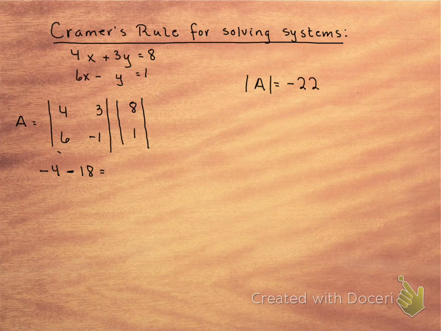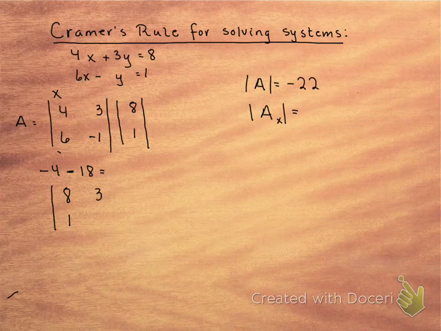-22. Okay, now what we're going to work on is finding the X determinant. The way that we do that is, we already stated that that first column there is our X column. The way that we find the X determinant is we are going to replace the X column with the solution set, 8 and 1. And then the Y column is the same.